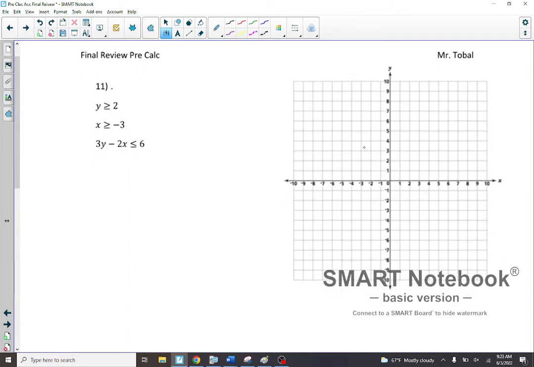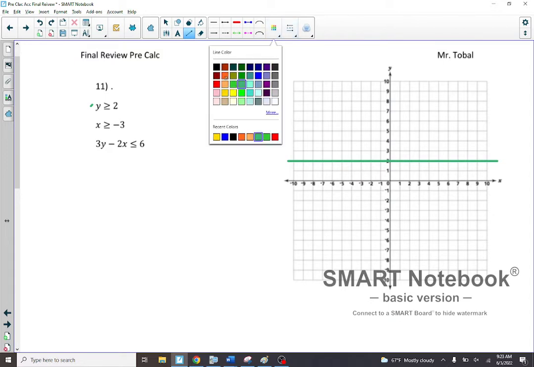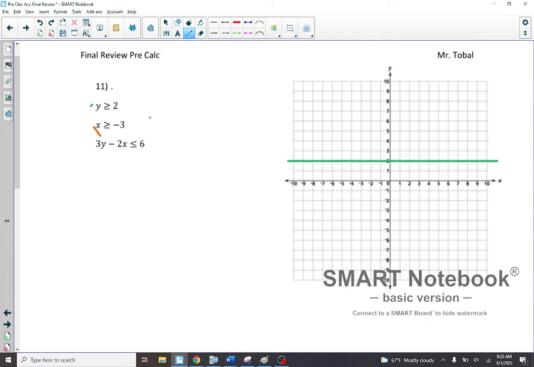Here, this is a straight line at y equals 2. So y equals 2 is over here. So it's all my y values equal to 2. Then x is equal to negative 3. So x being equal to negative 3, 1, 2, 3. All my x values are negative 3.